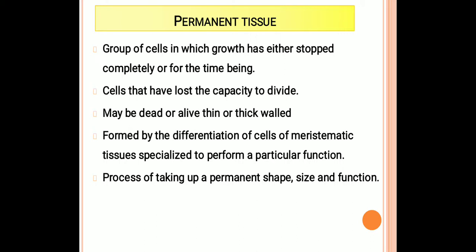What is permanent tissue? Permanent tissue is a group of cells in which growth has stopped, either completely or for the time being. That is called permanent tissue.